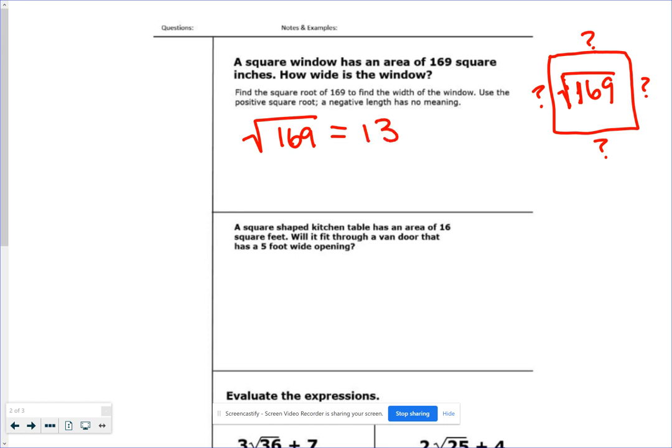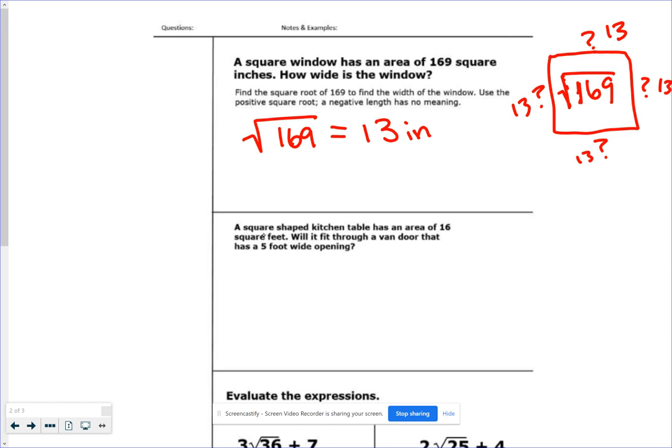All right. Now, that means that this side's 13, this side's 13, and it's square inches, so we're going to say it's inches. 13 inches. This side's 13 because it's one big square. Now, why don't we use the negative? Well, the negative has no meaning here because you can't have a negative length. So the only answer you need is the positive 13.